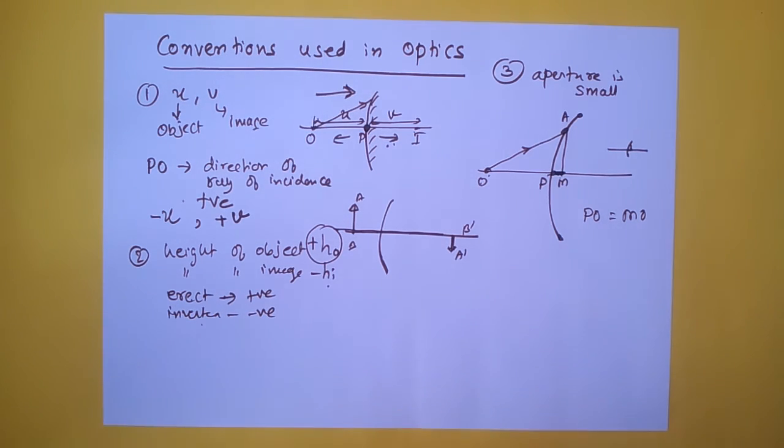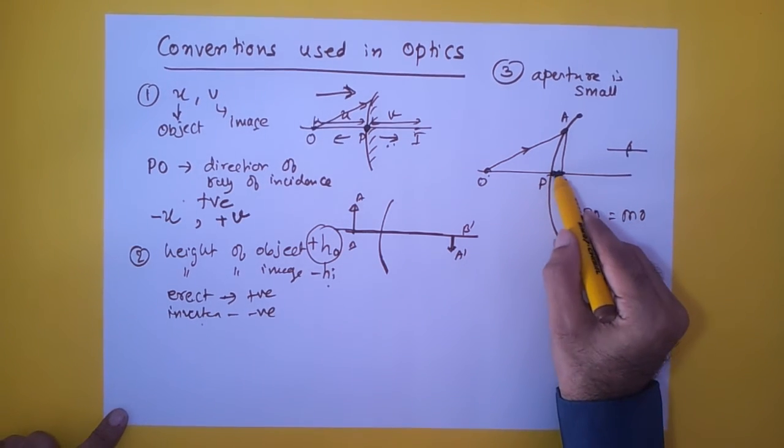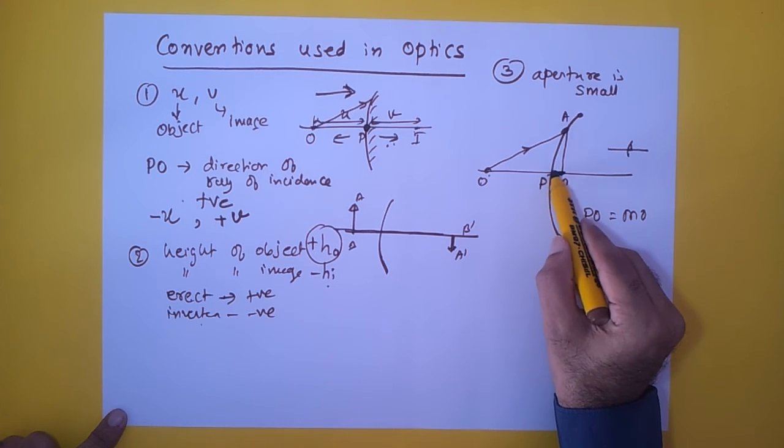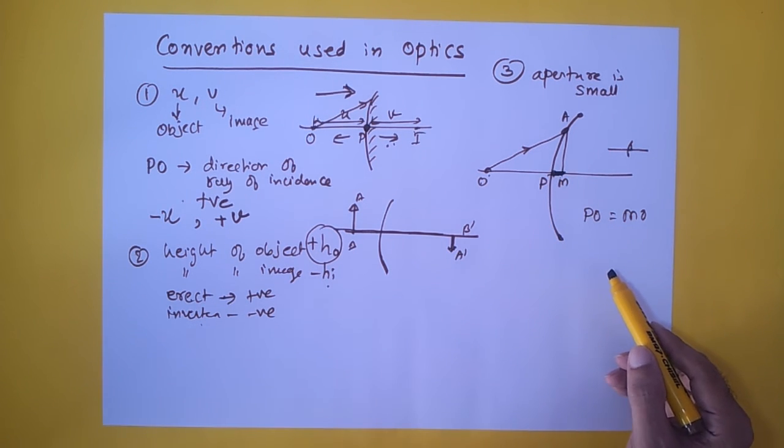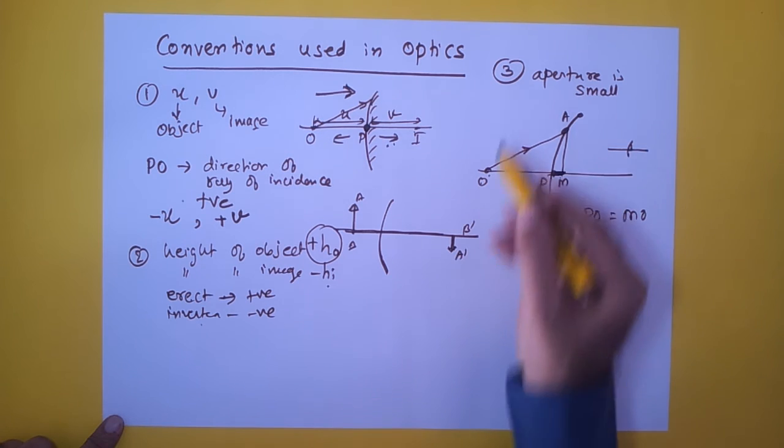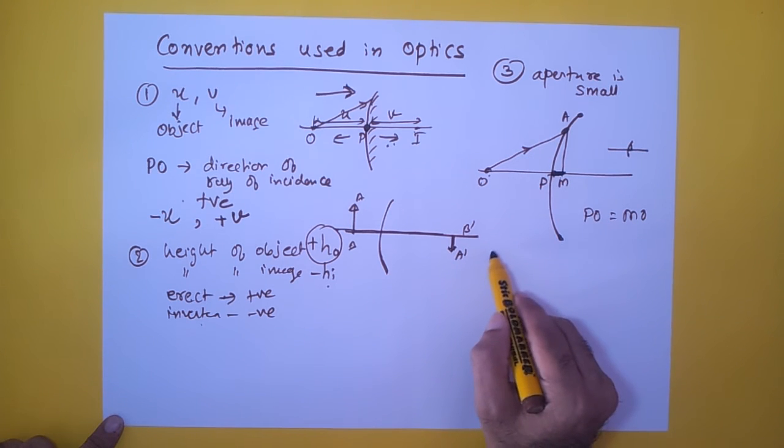I will always assume aperture to be small, and then we will ignore this distance PM. We will always take PO equal to PM. So that's a convention or assumption 3.